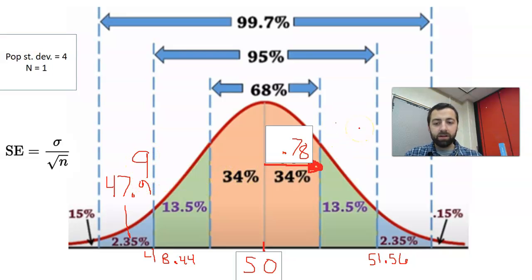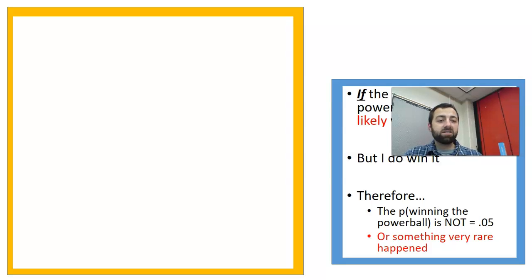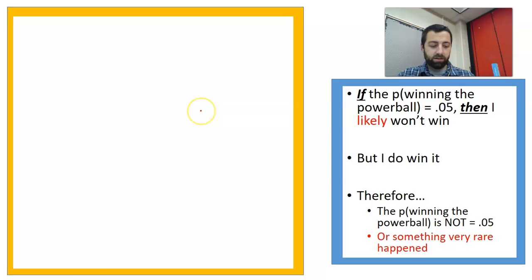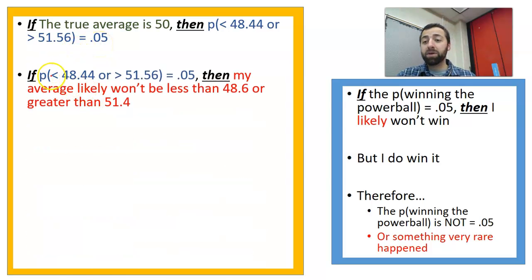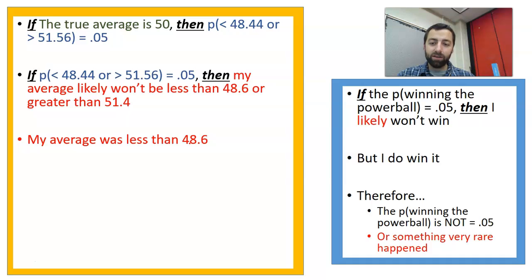47.9. Therefore, this is how the syllogism would shake out. All right, if the true average is 50, then the probability of me getting a sample average that's either less than 48.44 or greater than 51.56 is equal to 5%. If that probability is equal to 5%, then my average likely won't be less than 48.6 or greater than 51.4. But my average was less than 48.6. It was 47.9. All right.